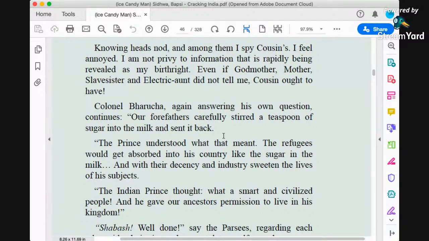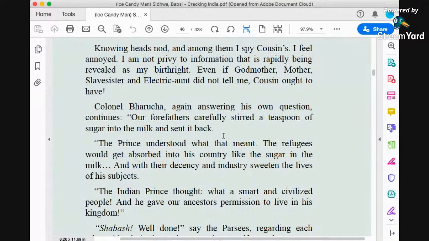So if you look at this page, which is quite visible on the screen, you will be able to find something special. Like a second passage, if we give a little attention here, it says, Colonel Barucha, again answering his own question, continues: our forefathers carefully stirred a teaspoon of sugar into the milk and sent it back. So this is the gist of the whole chapter.